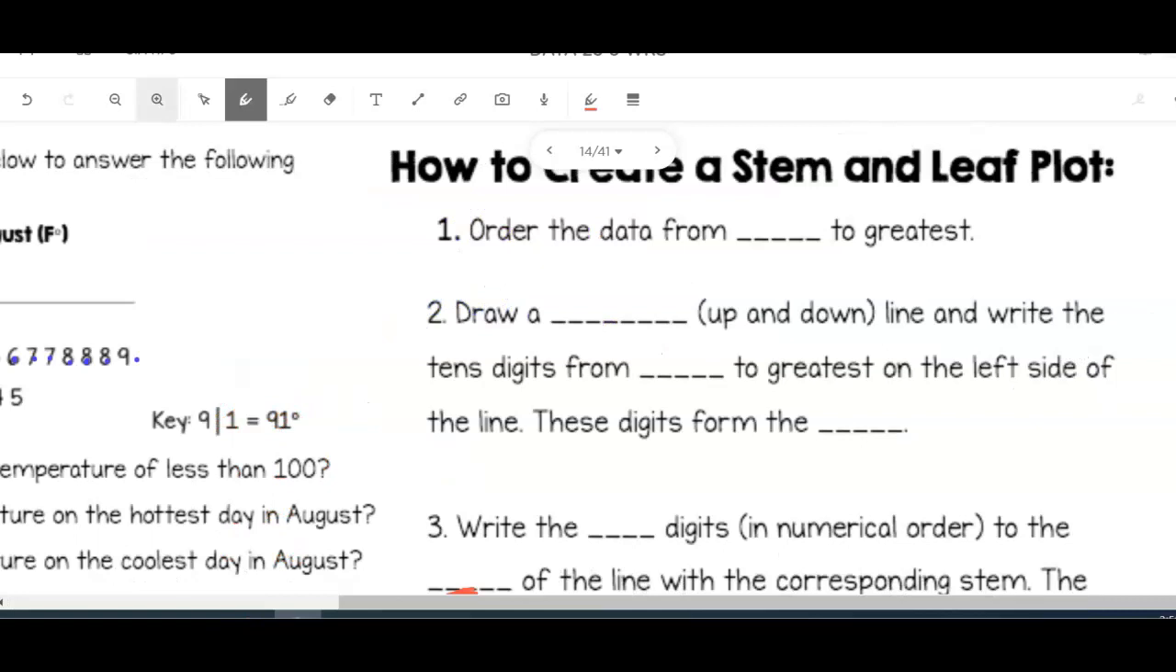All right, so we didn't talk about how to actually create the stem and leaf plot, even though we already did it. So we're going to fill in these blanks here. Step 1, you're going to order the data from least to greatest. You're going to draw a vertical line and write the tens digits from least to greatest on the left side of the line. These digits form the stems.